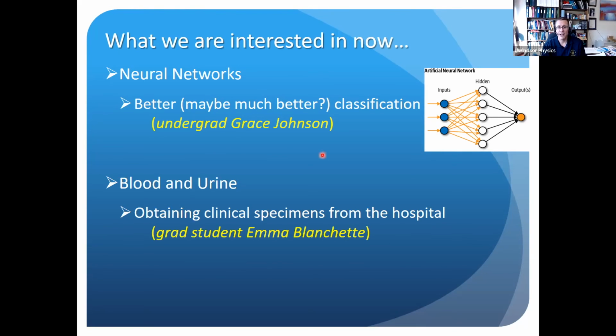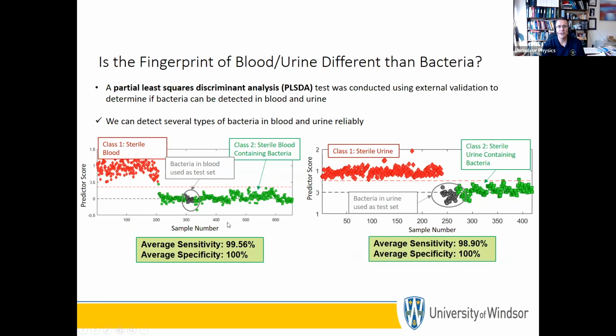Blood and urine. My graduate student, Emma Blanchette, we have a collaboration with the local hospital now where we're actually getting blood and urine specimens from the hospital, and we're obtaining bacteria from them. And these are some of the results of her tests. So she's doing LIBS spectra of sterile blood and bacteria in blood, and can we identify sterile blood that contains the bacteria? So when we test it, can it tell if that blood has bacteria in it or not, which is called sepsis, which kills you in about 24, 48 hours. Sepsis is very, very dangerous.